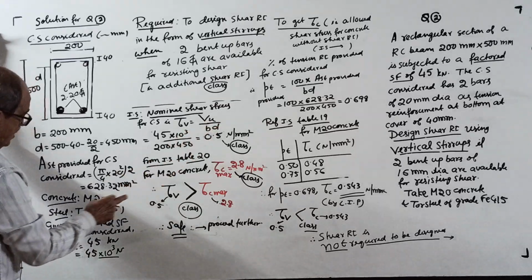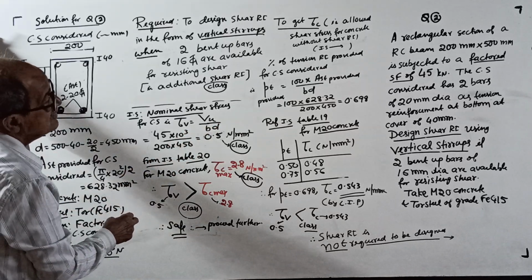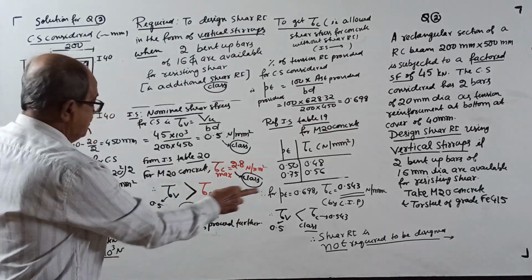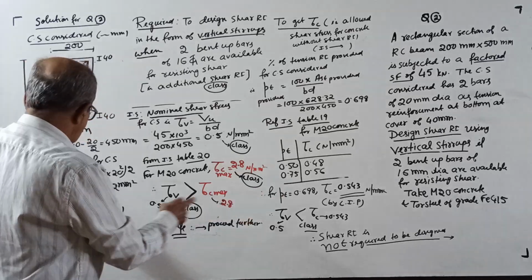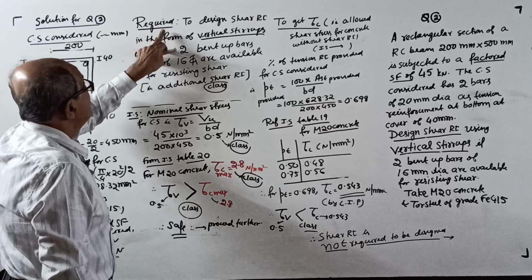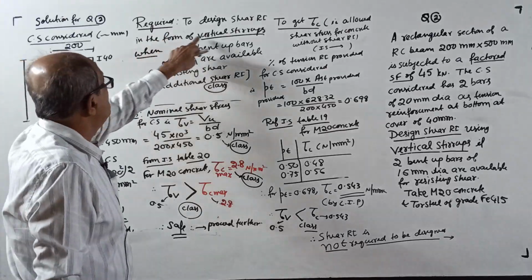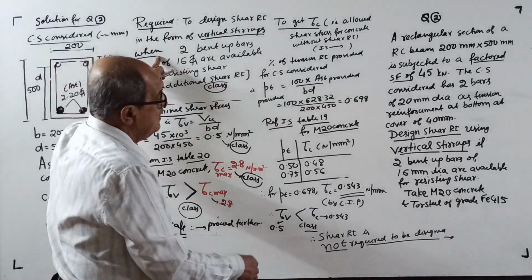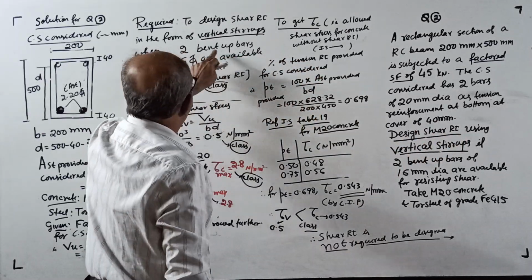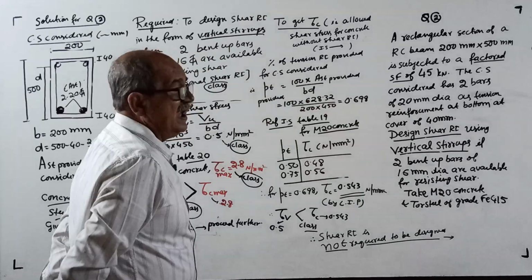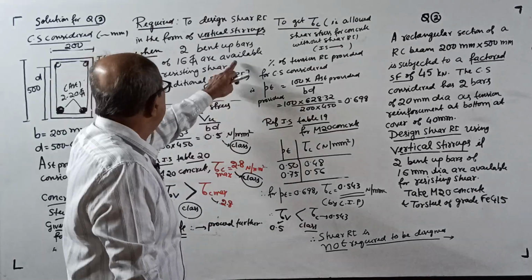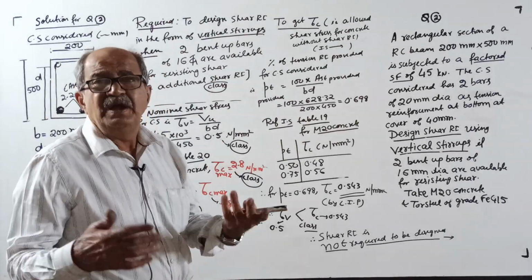I told you M20 concrete, correct? Because some people will start complaining. You wrote M20 there, here it is M20 concrete and Fe415 steel, factored shear force 45 kN, required to design shear reinforcement, same question, using vertical stirrups. When 2 bent up bars of 16 torr are available for resisting shear. Last time it was 12 torr, this time 16 torr. This time also it does not matter.